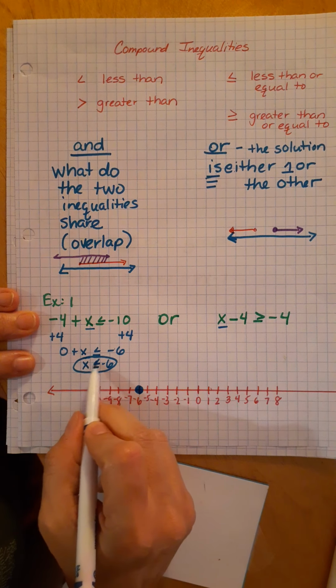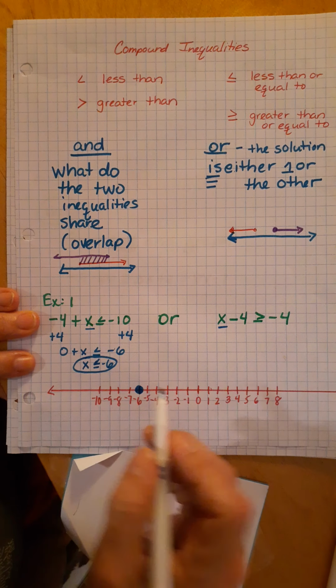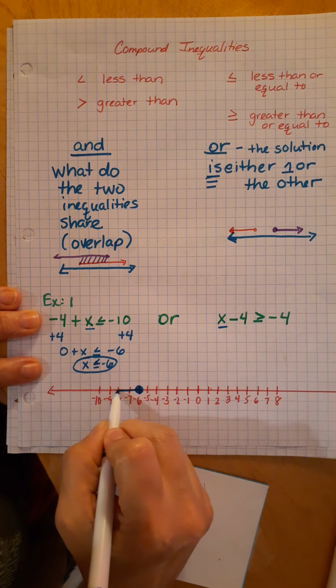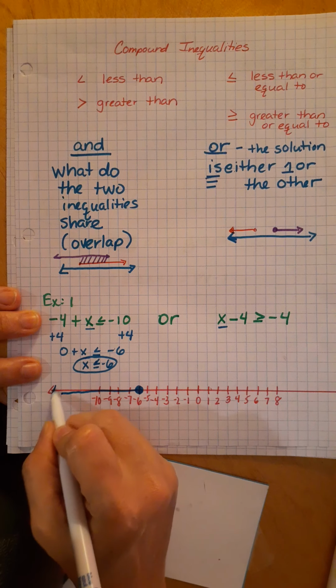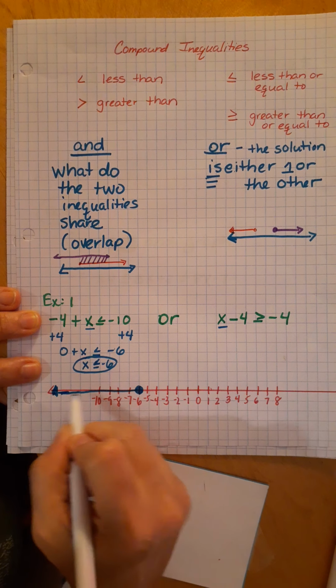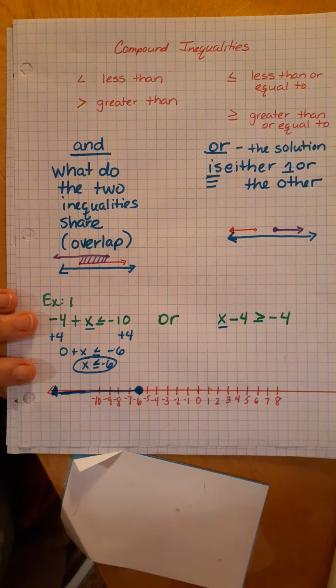See how that pointy is? X is less than or equal to -6. My numbers smaller than or equal to -6 are in this direction. Okay? Now let's use a different color so you can see the difference.